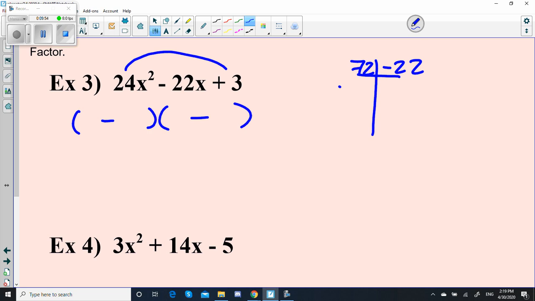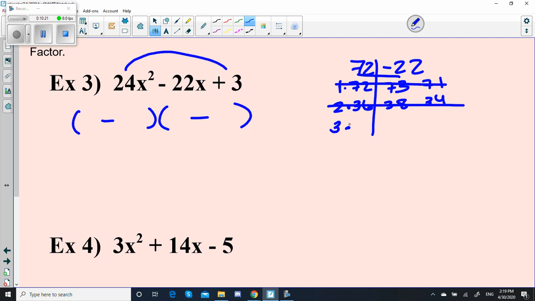Okay, so whatever it is, I'm going to multiply something times something. I want it to add up to 22. So let's start listing them. 1 times 72 does not add up to 22, it adds up to 73. If I subtract them, it gives me 71. 72 minus 1, that's not it. So 2 times 36, well, that adds up to 38, and it subtracts to 34. Getting a little closer, but that's not it.